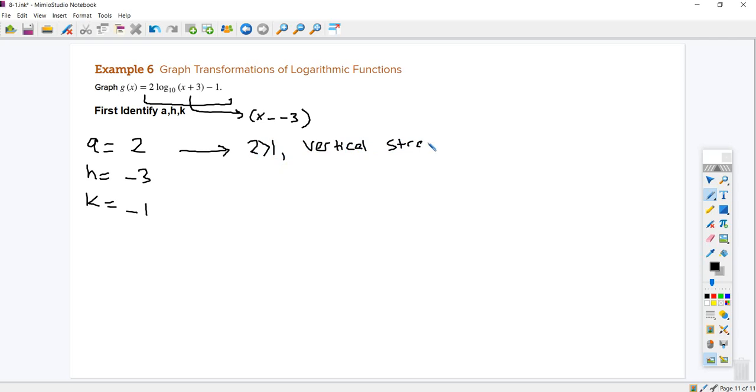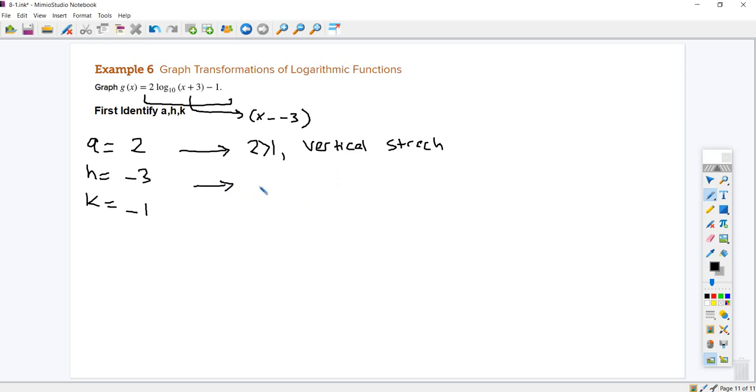Just imagine that you're stretching, pulling the function from top and bottom. It's gonna be sharper than the original one. If you compare with log 10, the 2 log 10 will be sharper. So the first transformation is that vertical stretch.